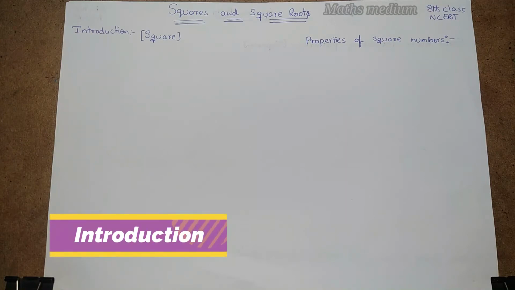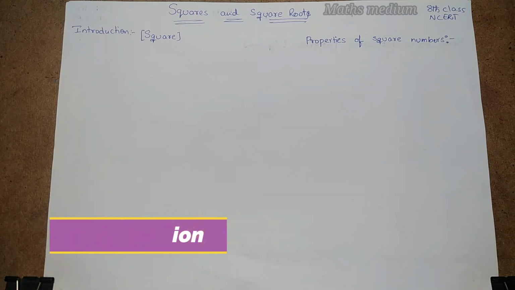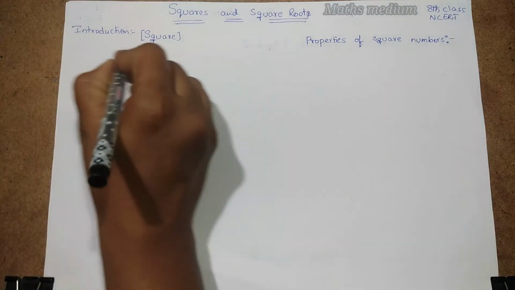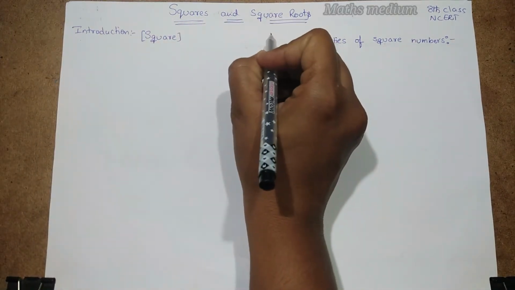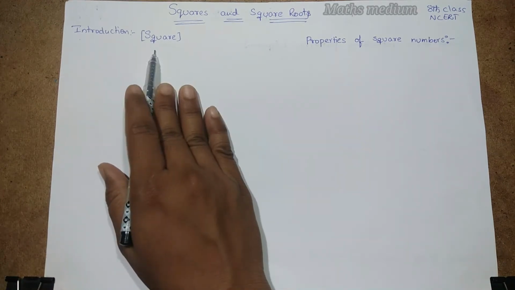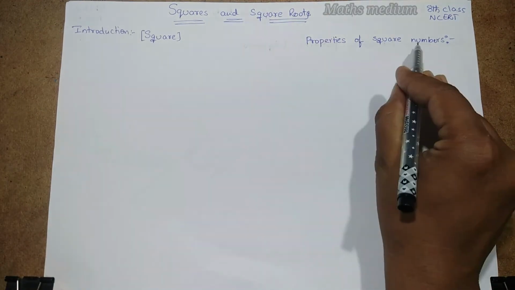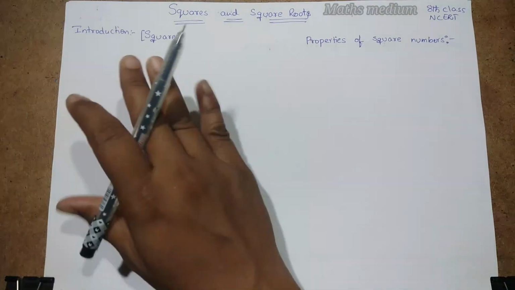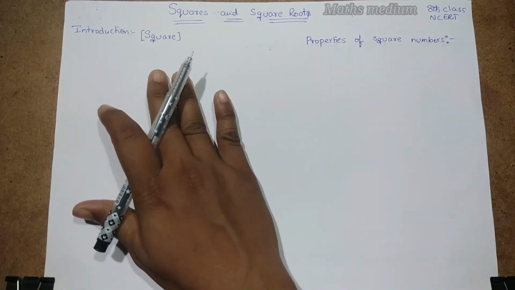Today I came with a new topic, that is squares and square roots from 8th class NCERT. Today's session is about the introduction of the squares. Later we will discuss the square roots, but in this session we are going to introduce the squares and the properties of square numbers. But firstly we have to know what a square is.